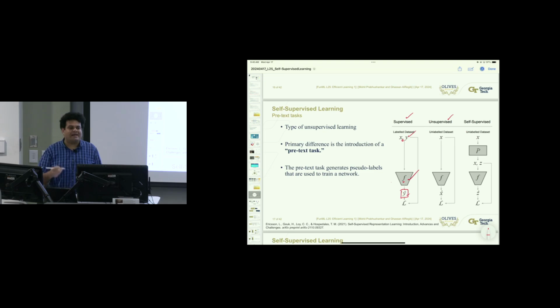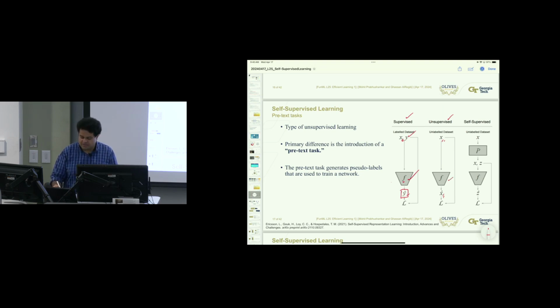Unsupervised learning has no access to y. There's no concept of a label. Given an x, you pass it through the network, you get some output which is x cap, and you take a loss between x cap and x itself. This is exactly what we saw in autoencoders, where you're just reconstructing the data that you already have in order to learn some kind of a latent representation.